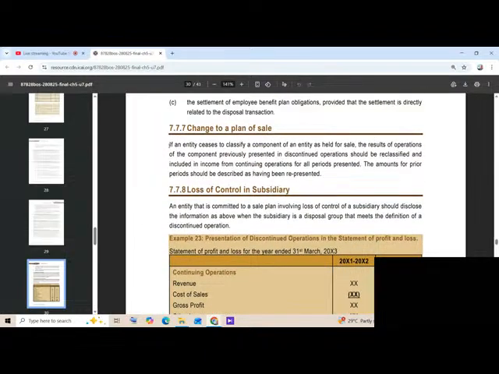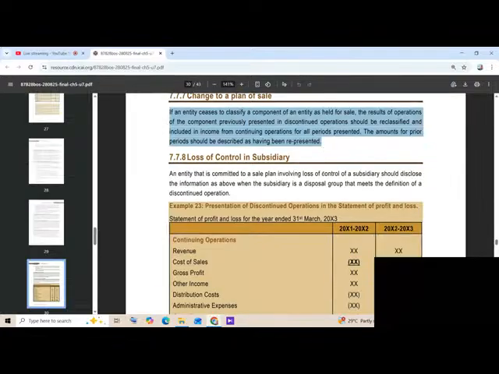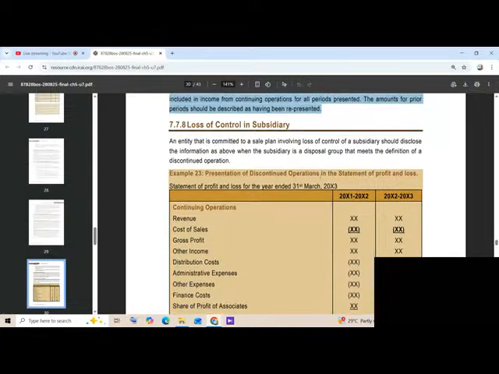Change to a plan of sale. If an entity ceases to classify a component of an entity as held for sale, the results of operations of the component previously presented in discontinued operations should be reclassified and included in income from continuing operations for all periods presented. The amounts for prior periods should be described as having been re-presented. Loss of control in subsidiary. An entity that is committed to a sale plan involving loss of control of a subsidiary should disclose the information as above when the subsidiary is a disposal group that meets the definition of discontinued operations.